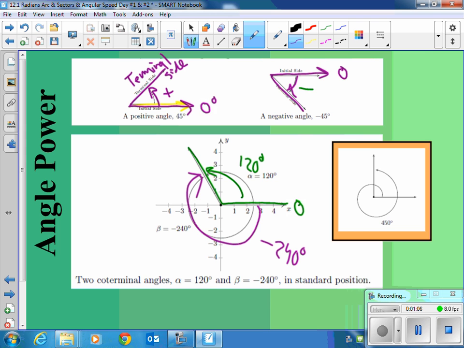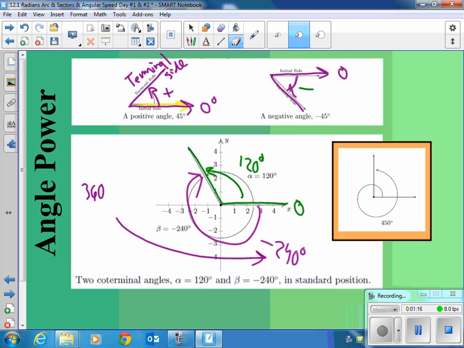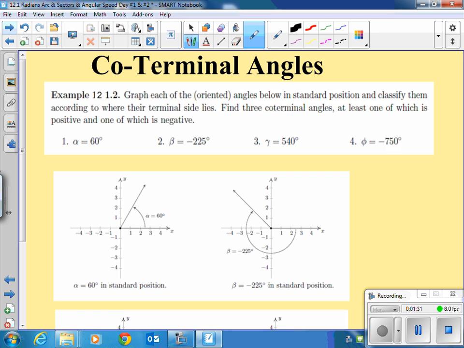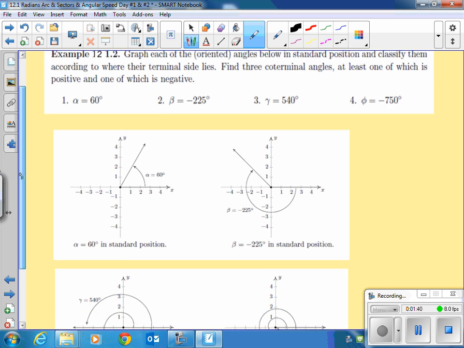So you can go the positive direction or you could go the negative direction and get the same thing. And the way I did this is I took 120 and subtracted 360, which is what I got for the negative 240. So you can do this an infinite number of times. Let's do 3, and then I'll give you a couple to try.